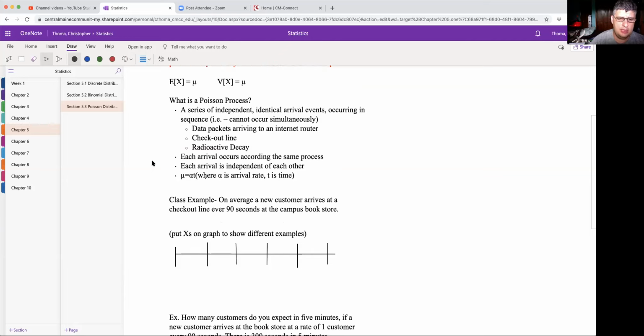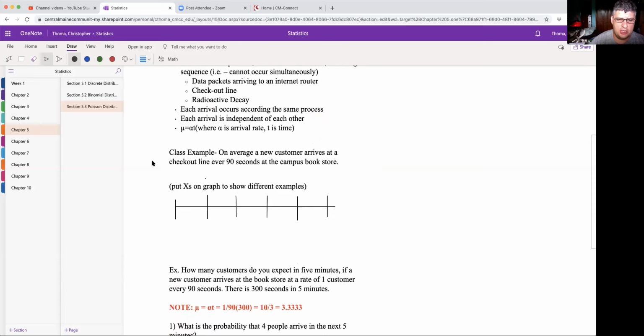So in class, I talk about this example of new customers arriving at a checkout line in the bookstore every 90 seconds. What I like to have students tell me is, how could customers arrive? We could have a customer every minute. This is over 5 minutes, so 1 minute, 2 minute, 3 minute, 4 minute, and then 5 minutes. We could have 2 customers arrive at the exact same time, and then not have anyone for a while, then a customer arrives, and then not have any. We could have no customers arrive at all in 5 minutes.